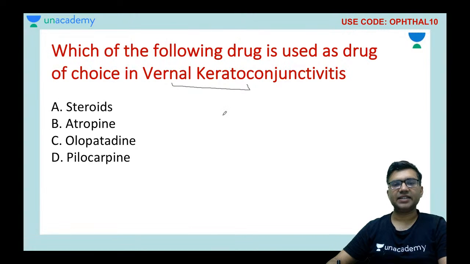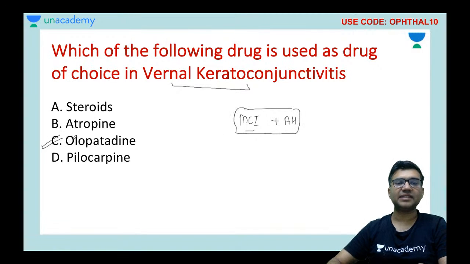Vernal keratoconjunctivitis. I told you about a very important, very funny mnemonic, first prof bursa. It is a type 1 hypersensitivity reaction which occurs in the first decade of life in boys, and there is a bilateral papillary conjunctivitis which increases on summer days. So remember, the one that I use is mast cell inhibitors plus antihistaminics. And the most probable and best answer here is C, olopatadine.